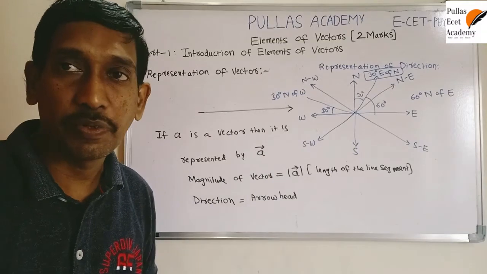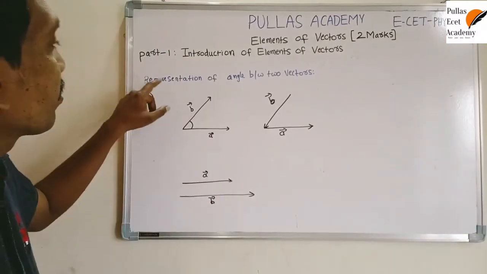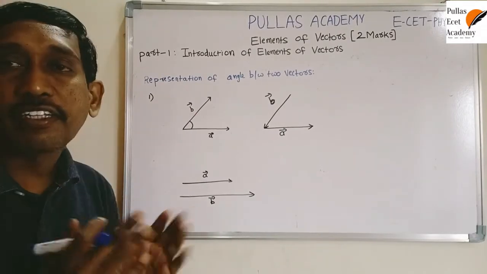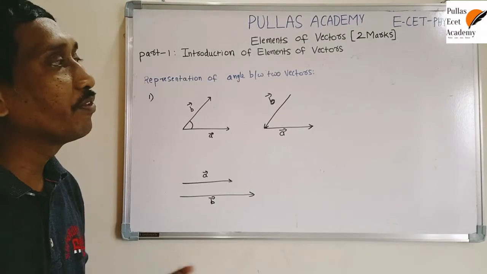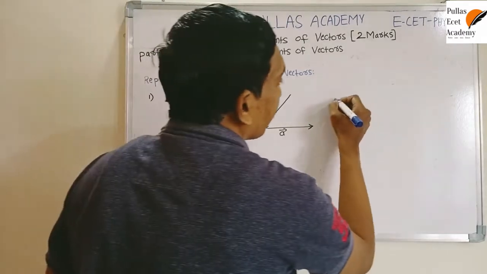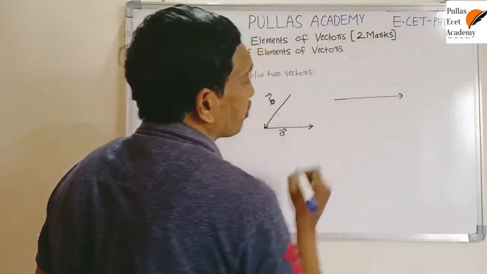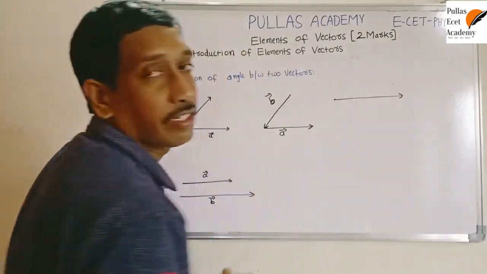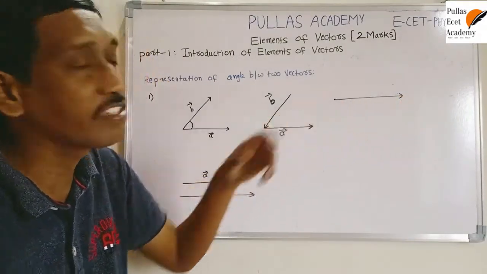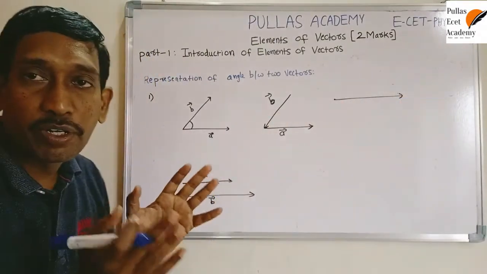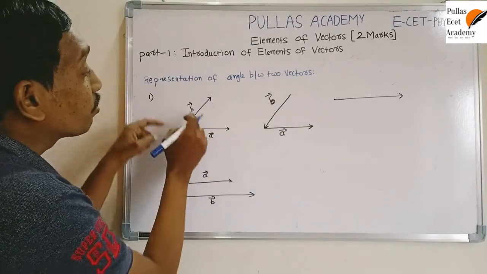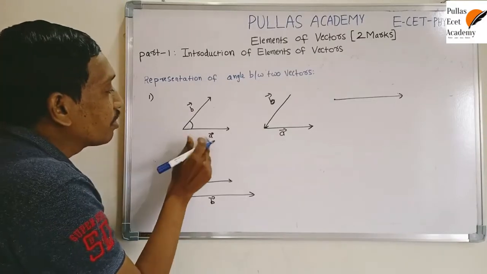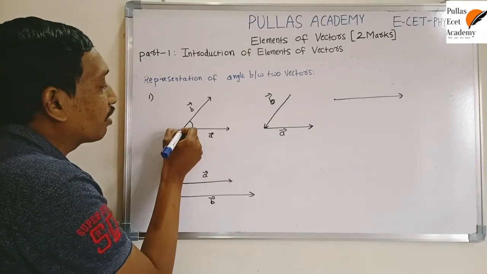I hope you understood. Now we are going to discuss the representation of the angle between two vectors. To take the angle between any two vectors, every vector is represented by a directed line segment. Suppose this is one vector. In this vector, this is the tail of the vector, and this is the head of the vector. To find the angle between any two vectors, the tails of these two vectors are placed at one place.